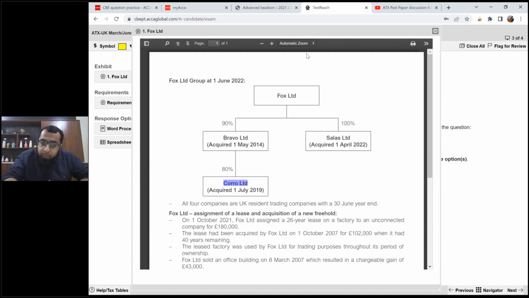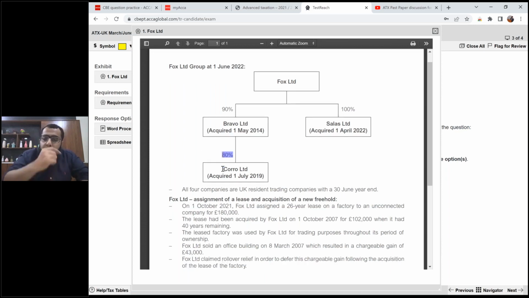So for this Coro Limited, the indirect ownership, 80 into 90, is 72%. At 72%, a 75% group cannot be formed, but a capital gains group can be formed. We'll look at it in further detail while we read the question.